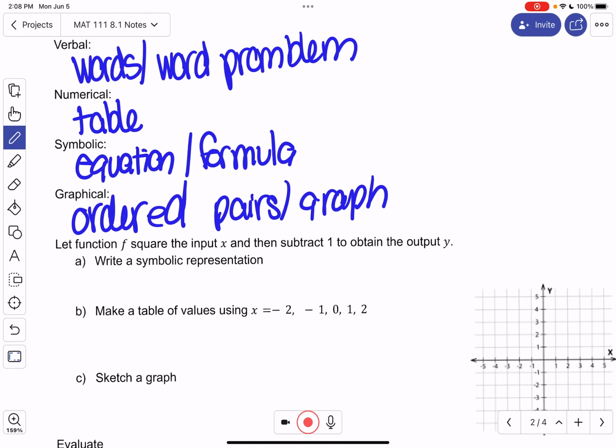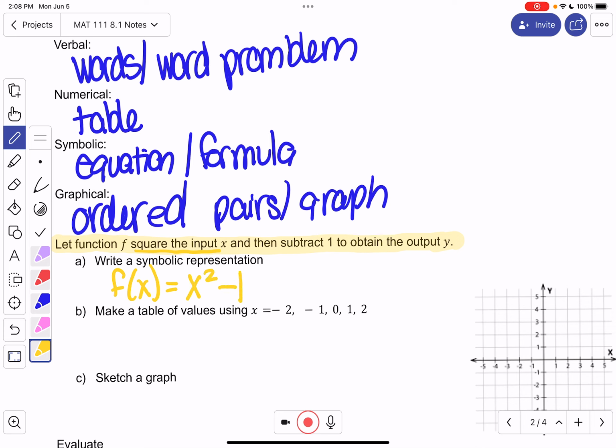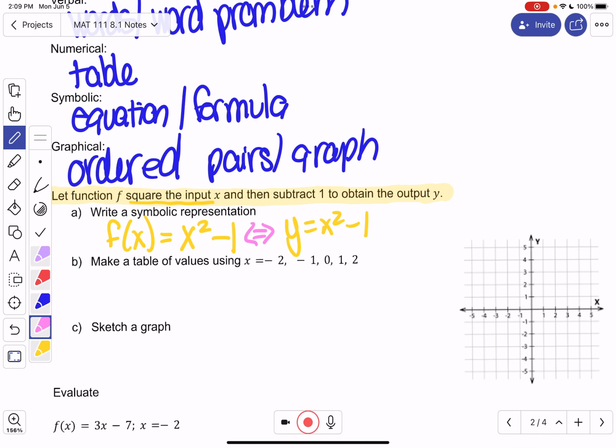So for here, we're given a verbal, and then we make the other ones. So let function f square the input x and then subtract 1 to obtain the output y. That's our verbal. Symbolic would be the equation. So we're saying f of x squares the input. Then we subtract 1, and that gives us the output, which is y. So you could have written it like this, or you could have written it like that. Those are both the same. Make a table of values. So now we're doing our numerical.